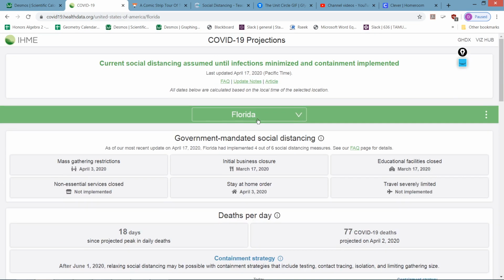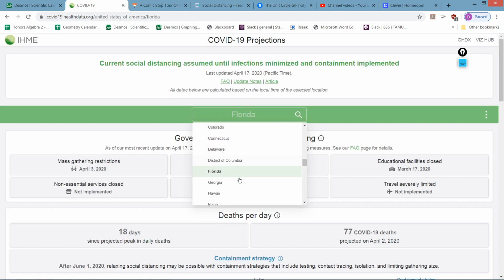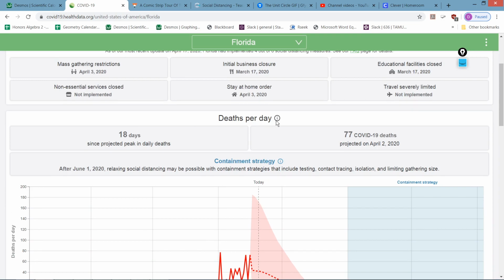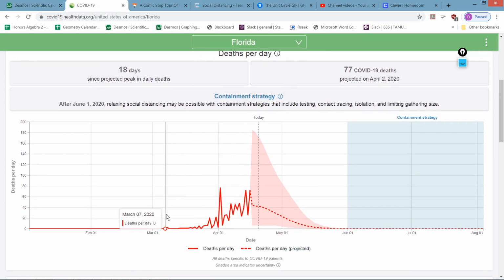And so here you can see this is Florida right here. You can look up any of the states like Delaware, Connecticut, Colorado, or you can just see the entire United States as a whole. And you can see deaths per day are listed. What they do here is they have mathematical models that predict how many people are going to die each day based on past projections. And over time, they replace those numbers, okay?